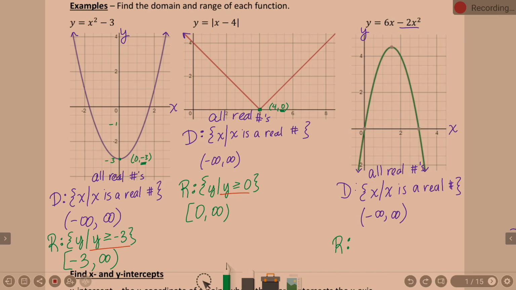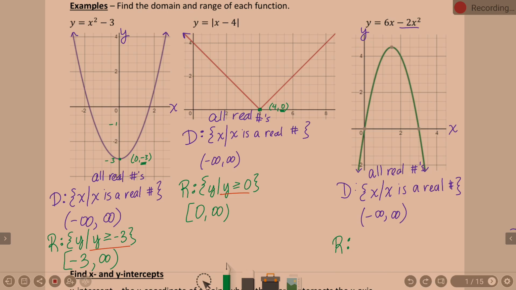Okay. Take a moment and start thinking about range now. Range are which kind of values? Range are the y values. Good. So now we're talking up and down. Okay. So with that in mind, how low and how high does this go? How low does this graph go? It's going infinitely low, isn't it?